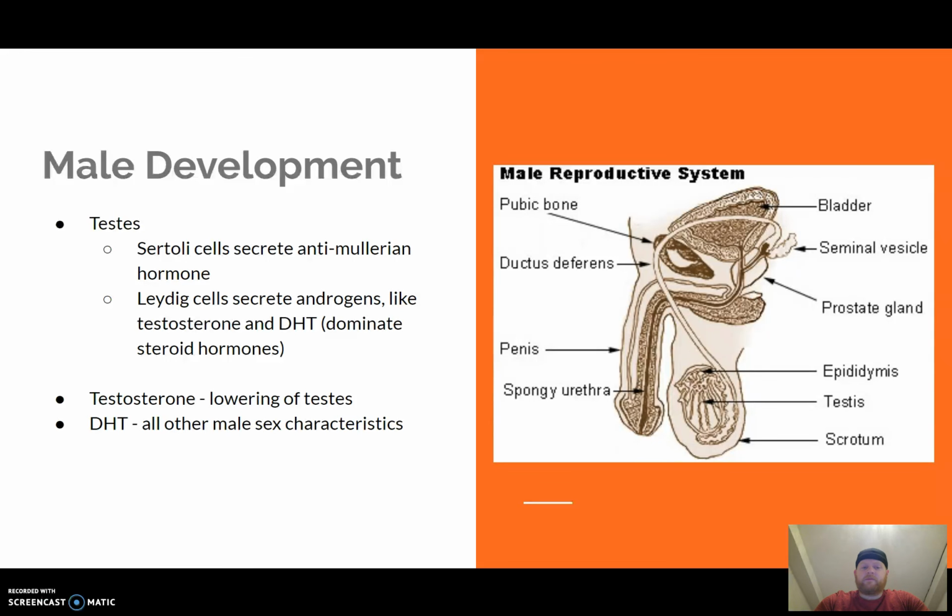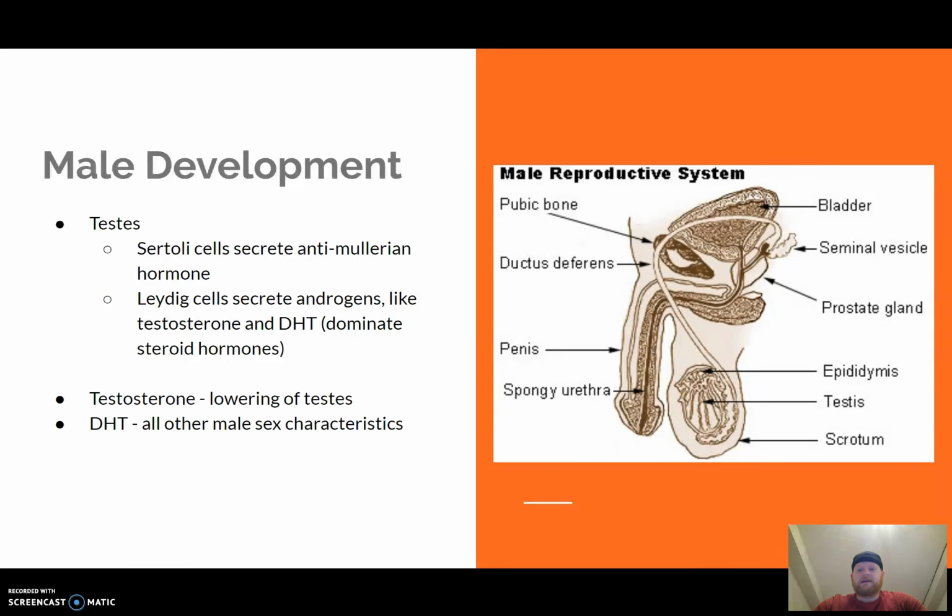Within the male development, we have the testes, basically. That's where the gametes are developed. Okay, you have the Sertoli cells that secrete anti-Müllerian hormone, in order to inhibit the testes from forming into ovaries. And then you have the Leydig cells that secrete androgens like testosterone and DHT, okay, dominant steroid hormones.